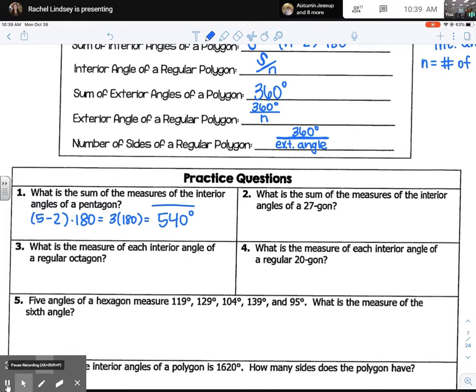Any time I put it in the calculator, it always gives me a different number. It gives me like a negative. You have to do the parentheses.